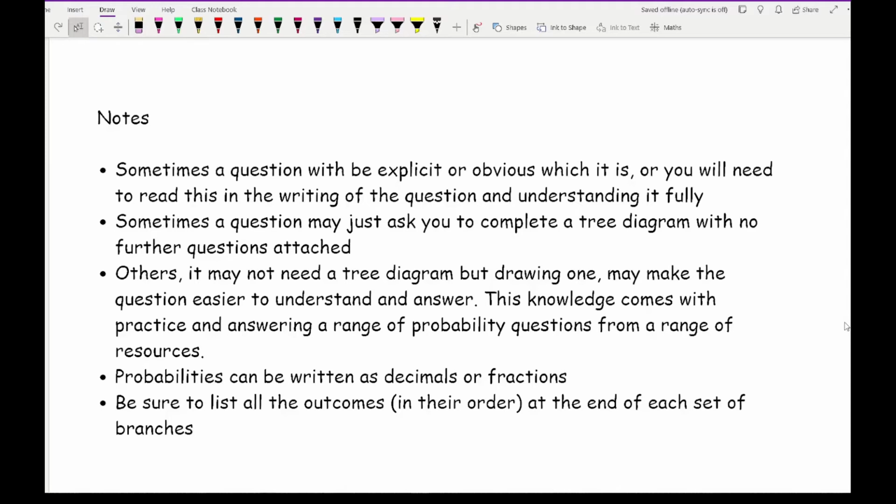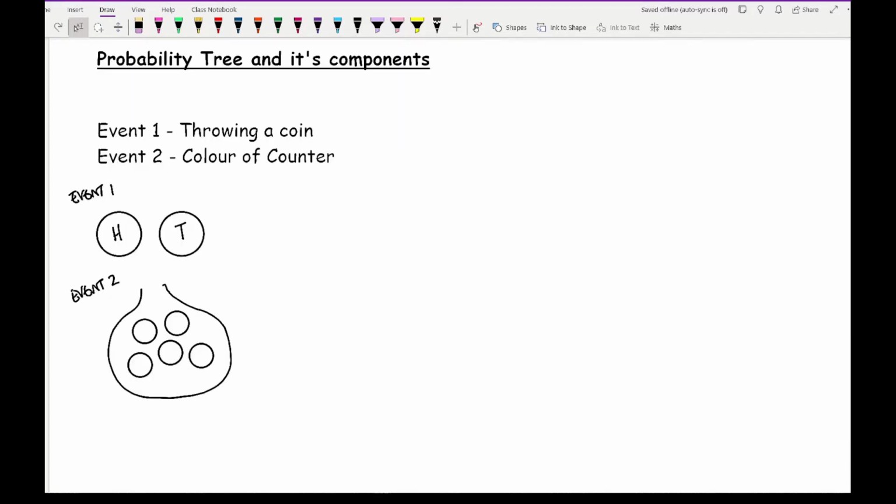Very rarely do they mix those two things up. So if a question gives you an initial probability in a fraction, then you would probably assume to use fractions throughout the question. If it's in decimals, then again, you'd use decimals. And finally, be sure to list all the outcomes in their order at the end of each set of branches. So we're talking about the end of a tree diagram: always try and write down what the outcomes actually are in letter form.